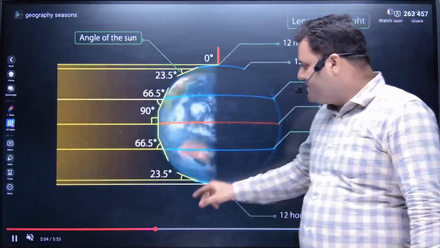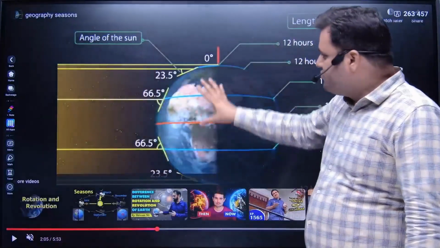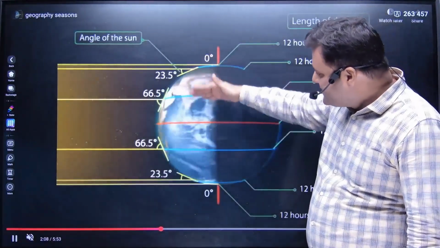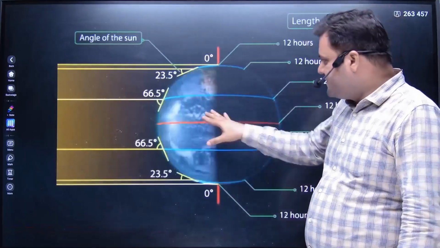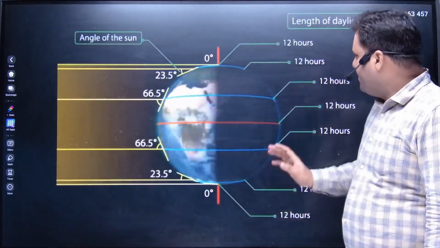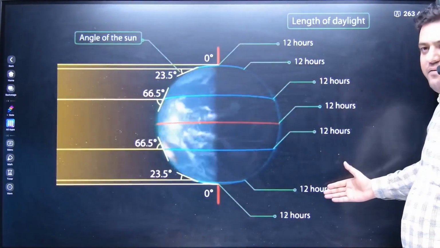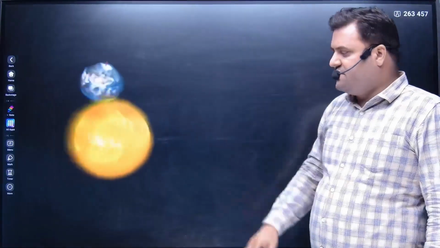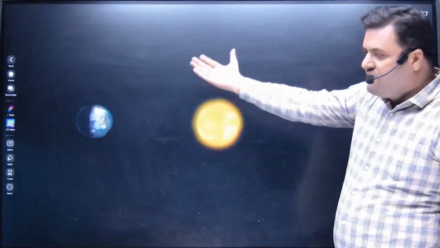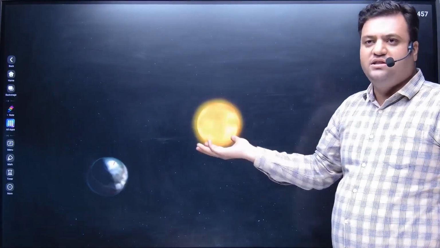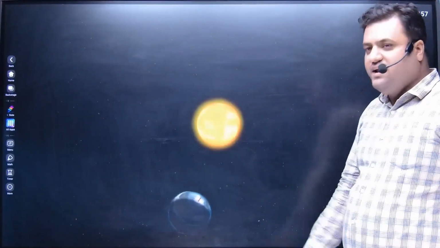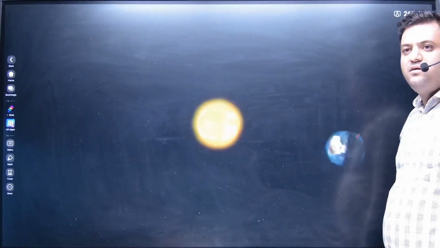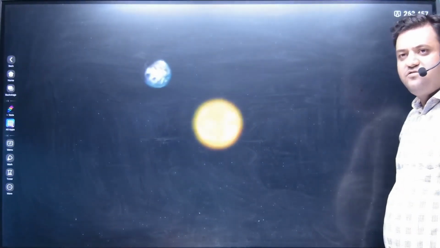Here you can see the angle of insolation, and with it, maximum insolation on the equator, and here you can see the duration of day, and here the duration of night, and yes, equally the day as well. Then we have one more position when the Earth is revolving around the sun. While revolving, you can see the circle of illumination keeps on changing with respect to the tilt, with respect to the pole parts.